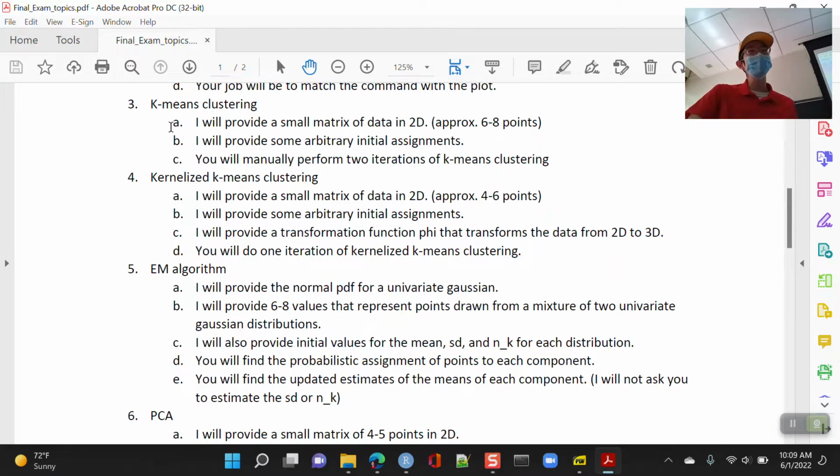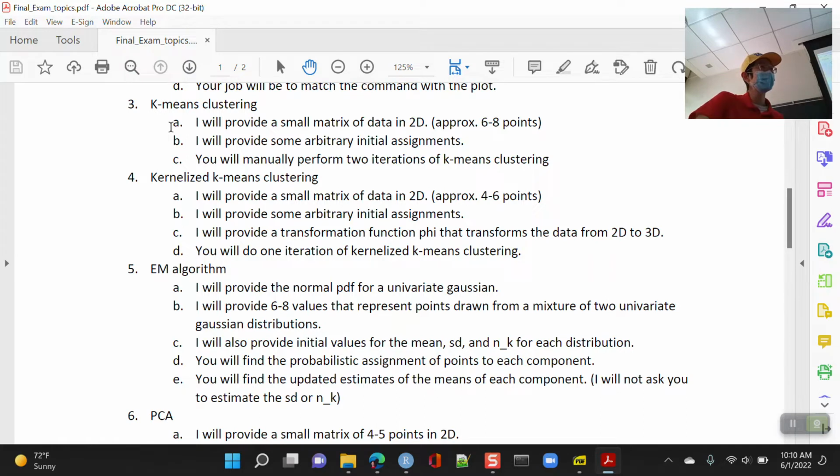I think that'll make it easier. Okay. And then kernelized k-means clustering will be done. So I'll provide an even smaller matrix of data in 2 dimensions, and again, some arbitrary initial assignments. And then a simple transformation function that'll go from 2D to 3D.